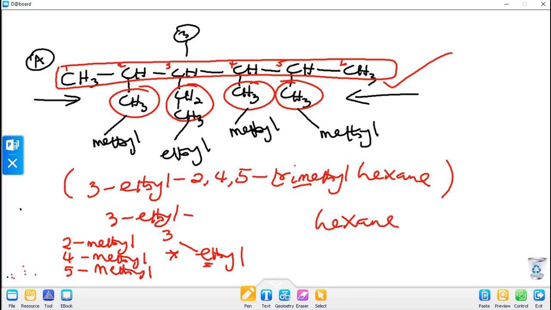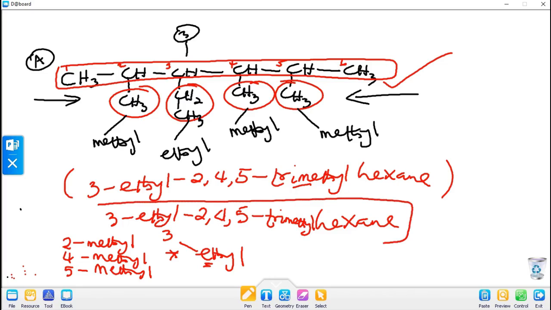Hyphen, one of the methyl is attached to carbon 2. We are going to identify that. The other methyl is attached to carbon 4. We have taken note of that. 2,4. And the last methyl is attached to carbon 5. So now we are taking note of that. And then hyphen, trimethyl. There are 3 methyls. That is why we have to say trimethyl. So automatically the name of that compound becomes 3-ethyl-2,4,5-trimethyl hexane. So this is how we go about naming any given hydrocarbon.